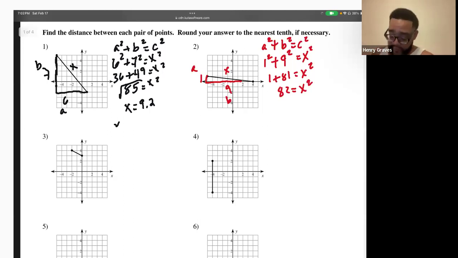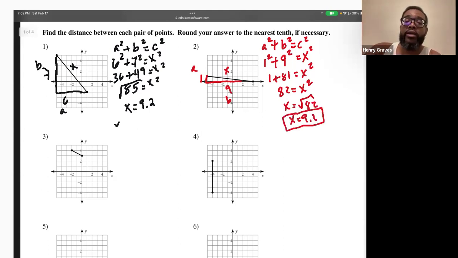So let's see what X gives me. Square root of 82 is 9.1. Geez, talk about cutting it close. Both 1 and 2 are basically alike, except for about a tenth of a distance between them.